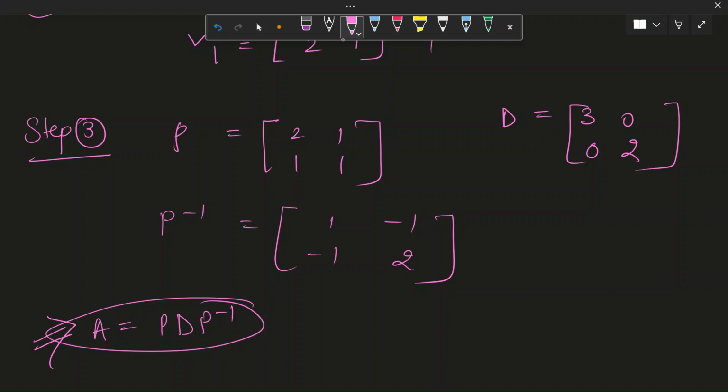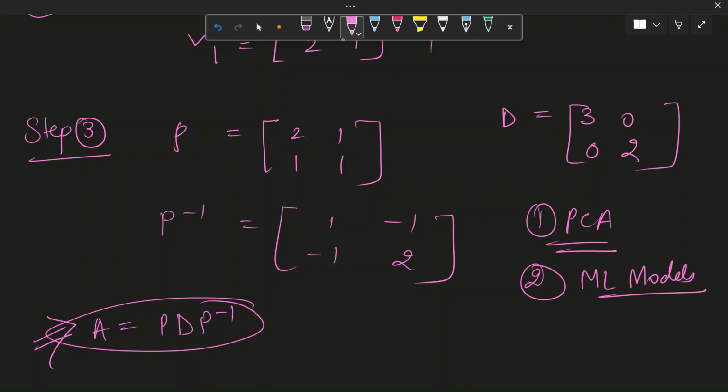Lastly, we will talk about applications of diagonalization in data science, machine learning and AI. They are, firstly, in PCA. PCA relies on diagonalization to reduce dimensions and remove redundancy. Eigenvalues represent the importance of each principal component. Next is machine learning models. Linear regression and clustering algorithms use diagonalization for feature selection. Next, you can find the application in neural networks. Optimization algorithms in deep learning rely on eigenvalue decomposition.